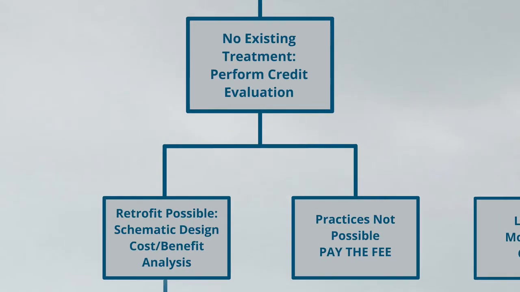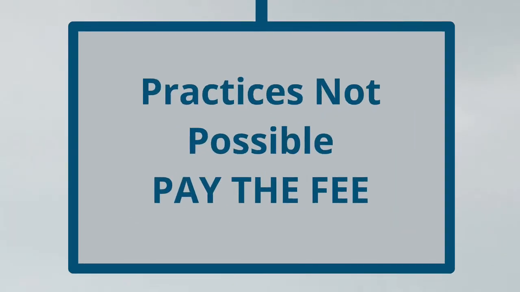If you do not have existing treatment on your site at all, what we recommend doing is performing a credit evaluation. That's taking a quick look at the site and speaking with the property managers or facility managers of the site, and determining if there is the possibility of installing new stormwater practices or any type of practice that will qualify for a credit. If it's not possible, and in many cases it's just simply not possible, there is not the room, it doesn't make sense, then that's the time to make sure that the budget is adjusted to just pay the fee.